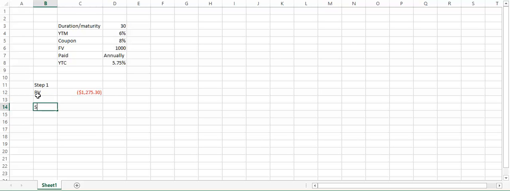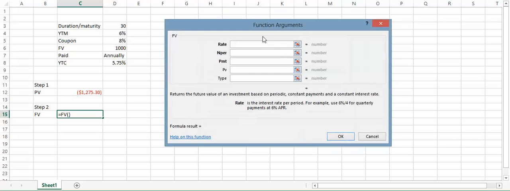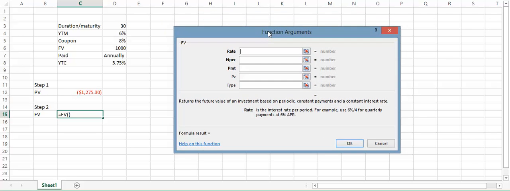Step 2 now asks to look for the future value of the bond. So we have to solve for the future value in step 2. So we know we have to go back to our functions. We need to find future value, and we set up our function.